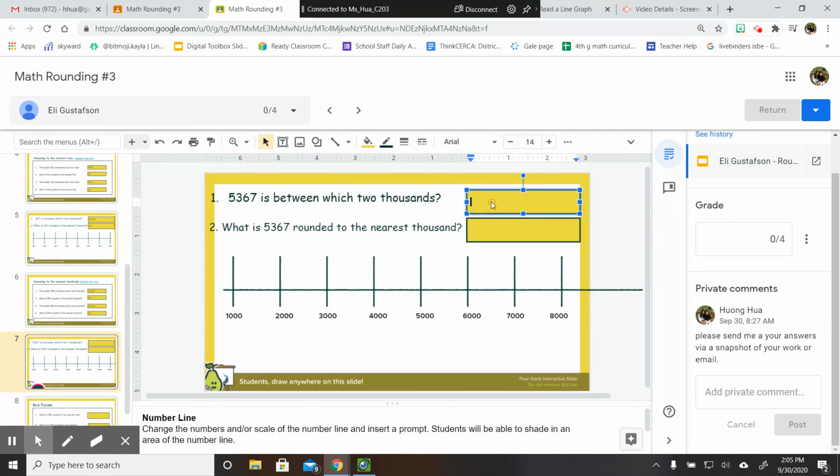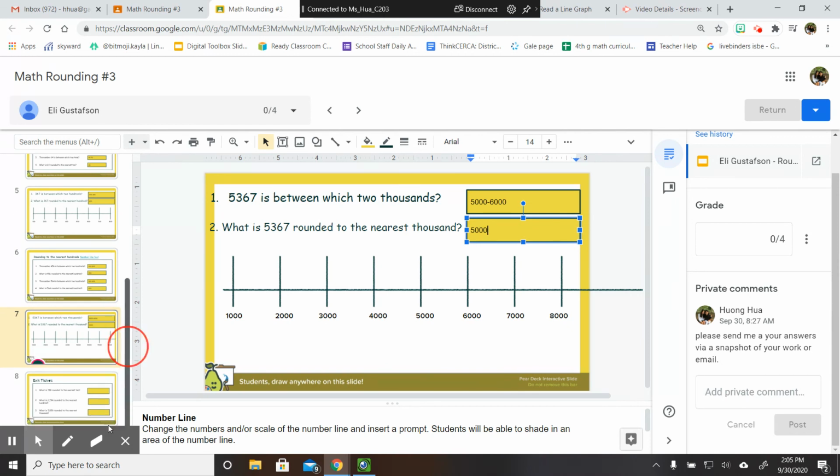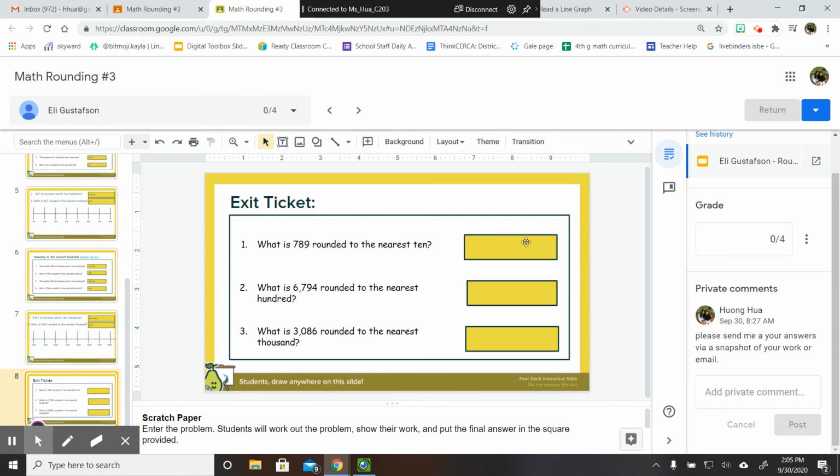Almost done. Next problem. 5,367 is between which two thousands? 5,000 and 6,000. Dang, you should be a mathematician. What is 5,367 rounded to the nearest thousand? Go. 5,000. Last panel. This is your exit ticket. Are you ready? Yeah. Eli, you're amazing.